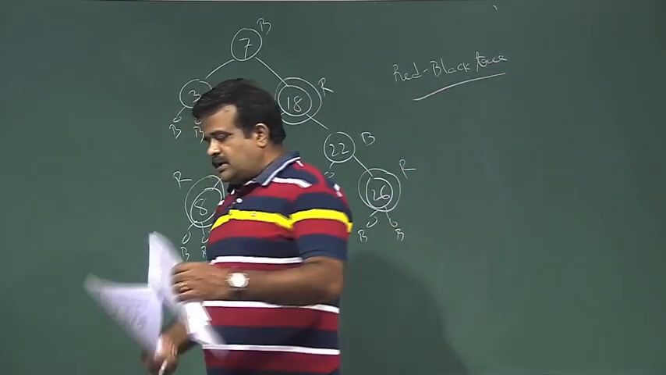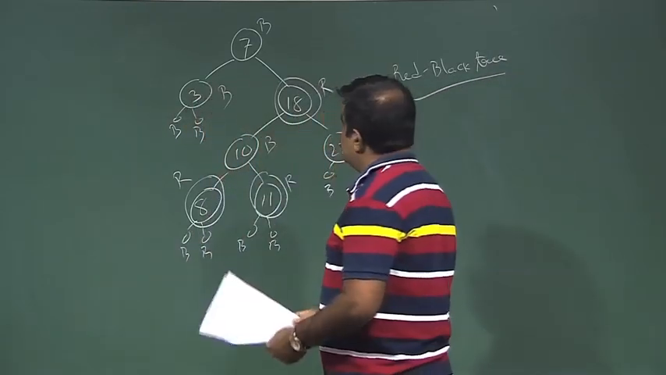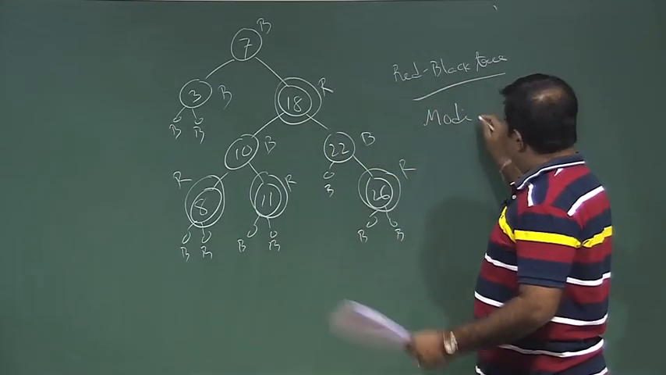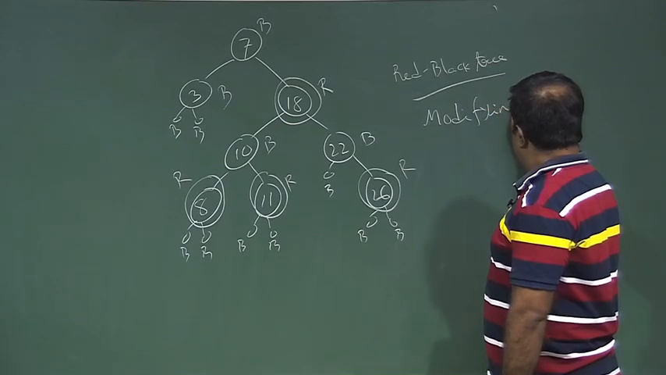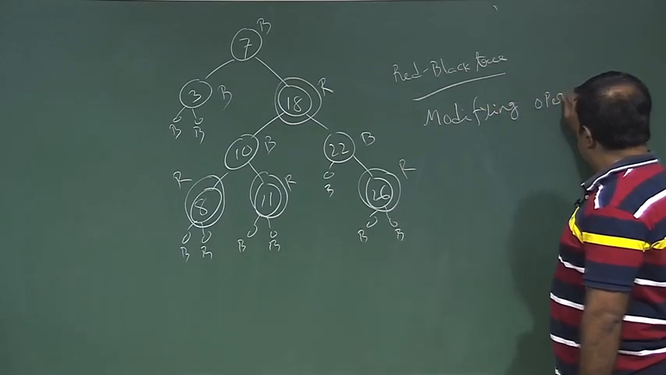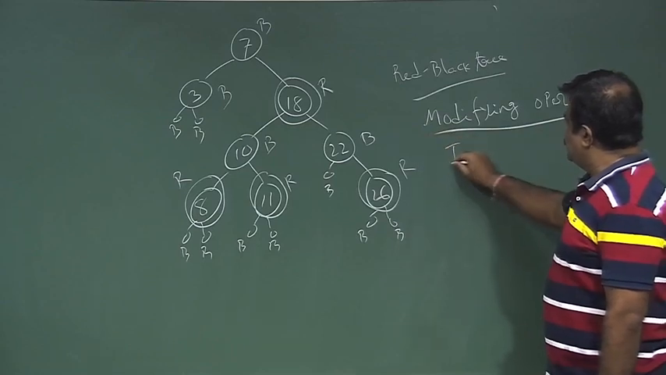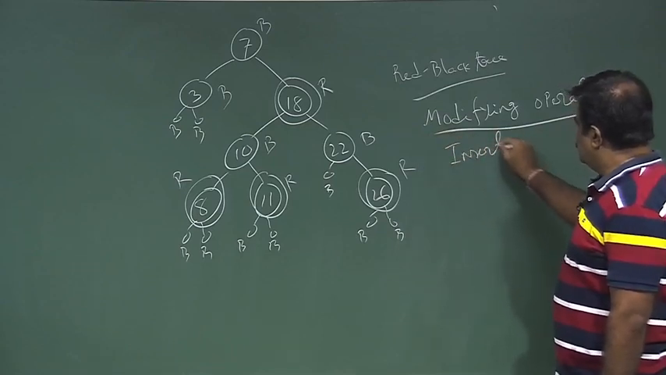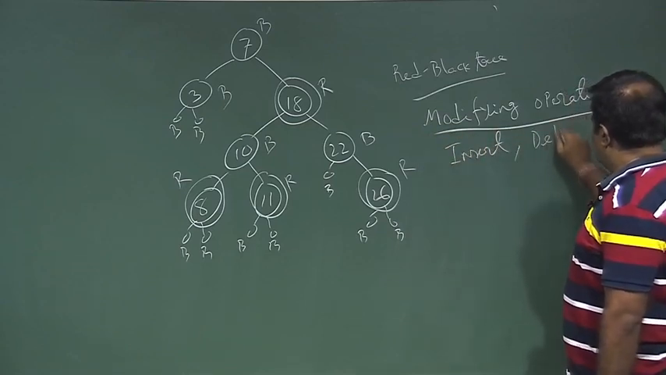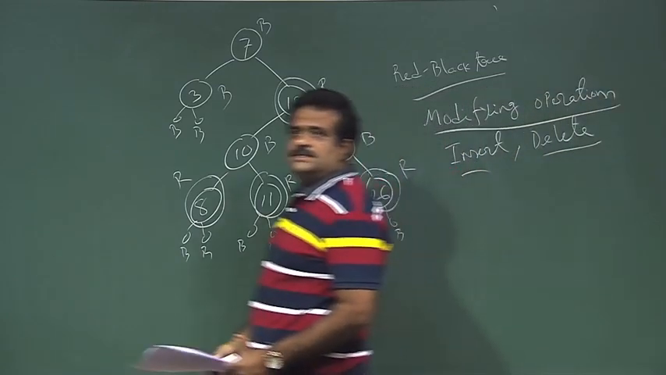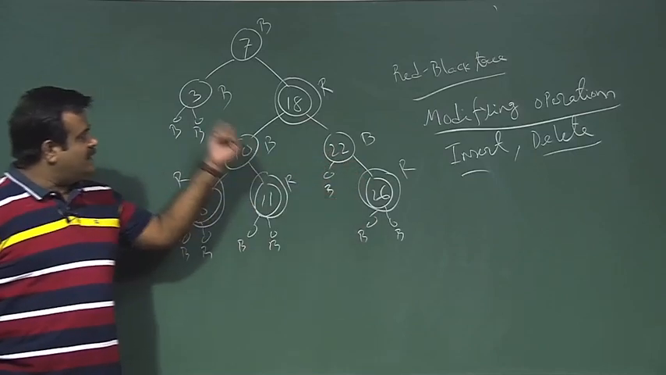Now we consider some modifying operations in the red black tree, like we want to insert a node, insertion, or delete a node, deletion. So this set is a dynamic set. In this set anybody can join and anybody can leave.